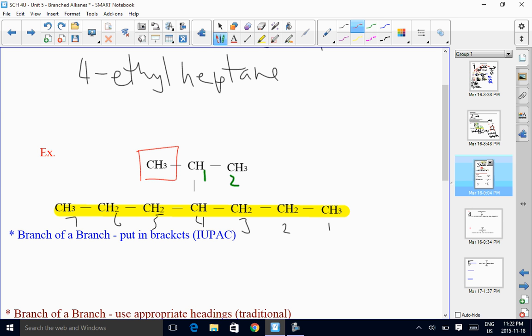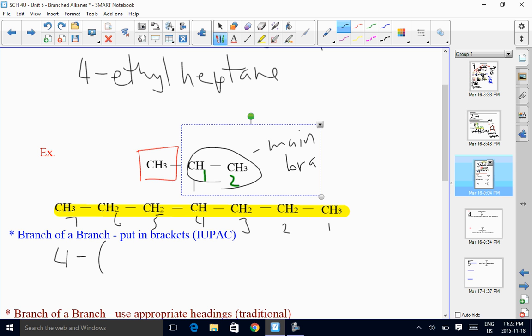The way you name it in this case is a special way. So I'm going to put 4. Okay, so you name where the main branch sticks out. So it's 4 dash. Now, because I have a branch of a branch situation, I'm going to use a bracket. And so I go sub-branch. So the sub-branch is on the number 1 of the main branch, right? So this thing right here is the main branch because it's long. It's the longest type of branch. The red sticking out is the sub-branch.